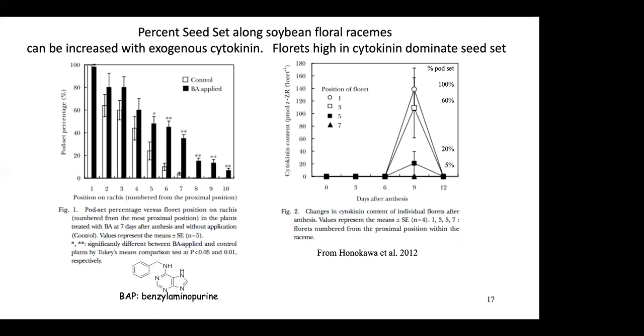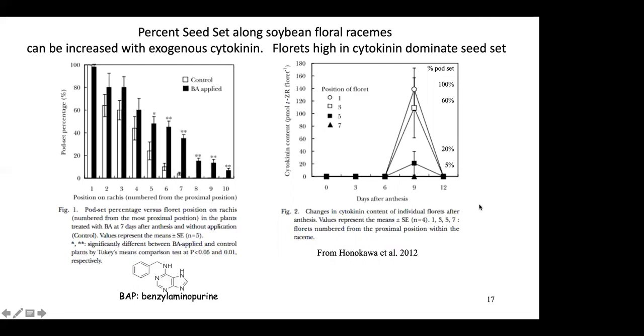It's not a mystery. So the important part here is that the timing is critical. If you look at the figure on the right, it basically says in those positions on the rachis that have a high percentage of seed set, they get a lot of cytokinin, okay? So if you disrupt cytokinin coming at this time in development, you know what's going to happen. You're going to decrease the potential for forming seeds.